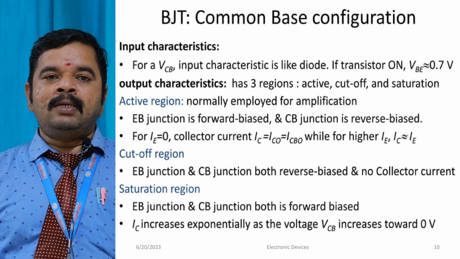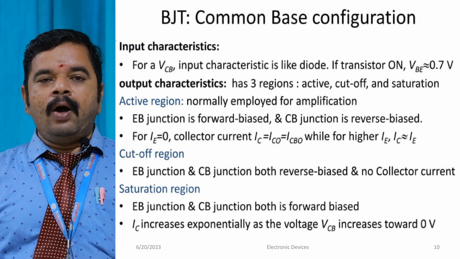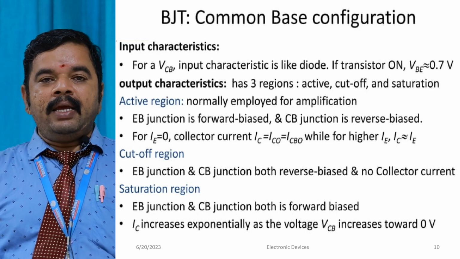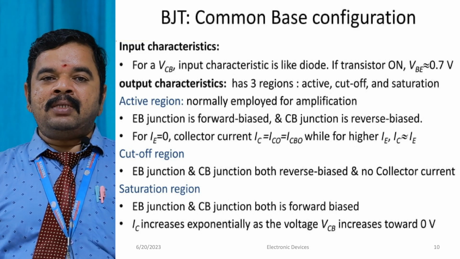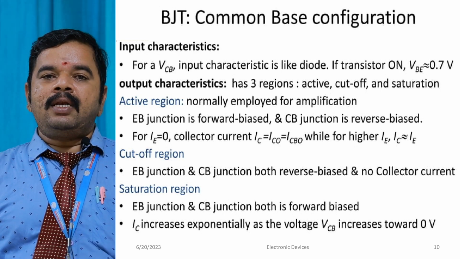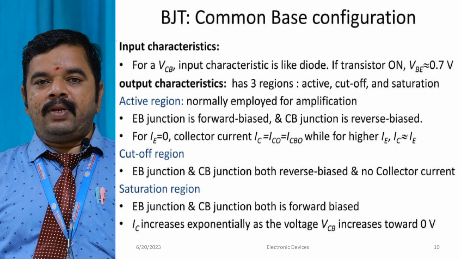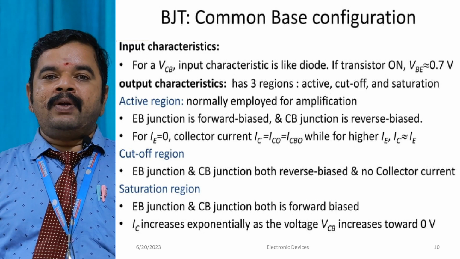Then the second one is the linear region. What does the linear region mean? In the linear region, the emitter-base junction at the input side is forward biased, and the collector-base junction at the output side is reverse biased. That is the active region. And the third region is the saturation region.